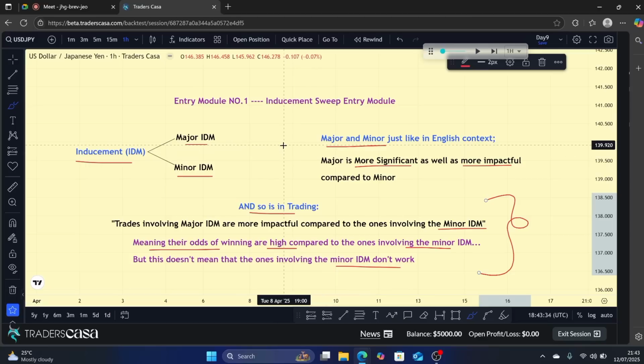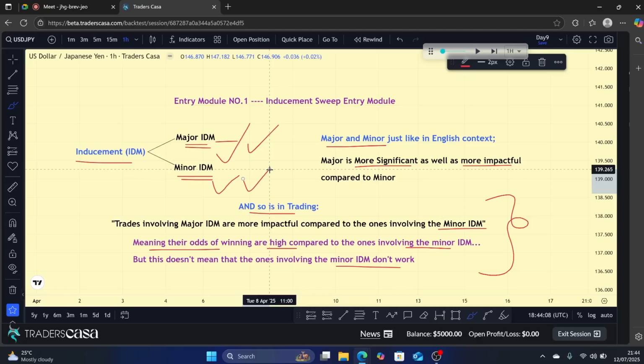Alright, so on the inducement sweep entry module, it doesn't matter if it's a sweep of the major inducement or a sweep of the minor inducement. It's an inducement sweep entry module because both the major and the minor inducement are inducement, so they are all valid, meaning a sweep of major inducement is also valid just like a sweep of minor inducement. But a sweep of major inducement has higher odds of winning and is more impactful compared to a sweep of minor inducement.